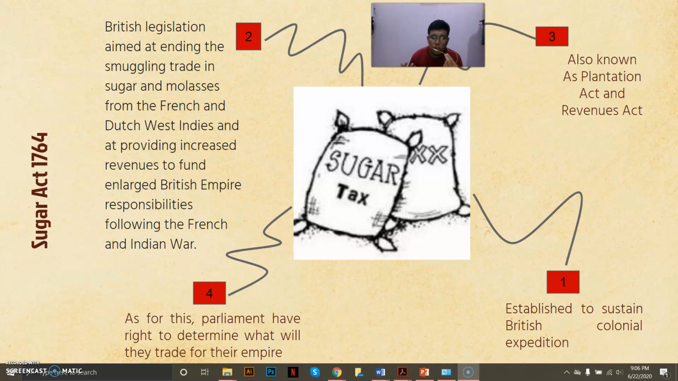The third point is that it was also known as the Plantation Act and Revenue Act. The fourth one is that Parliament has the right to determine what they will trade for their empire.